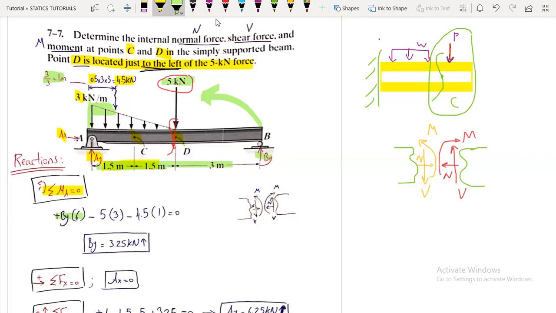And here, regarding the concentrated force, 5 kilonewtons multiplied by the distance, which is 3, and it is rotating clockwise, so it is negative, so minus 5 multiplied by 3. And regarding the resultant force from the triangular load, 4.5 multiplied by the distance, which is 1. Here is our point A, and it's rotating clockwise, so it is negative. So minus 4.5 multiplied by 1 equals 0. So we get the reaction at B to be 3.25 kilonewtons acting upwards.